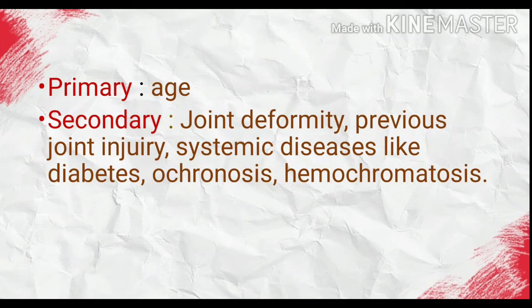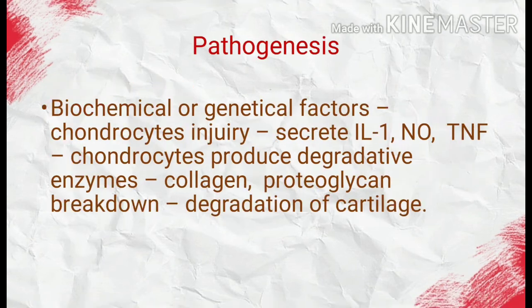There are two types of osteoarthritis, primary and secondary. Primary osteoarthritis is the most common and it is related to the aging phenomenon. Whereas secondary osteoarthritis occurs in young individuals with some predisposing conditions like joint deformity, previous joint injury and systemic diseases like diabetes, hemochromatosis and so on. It occurs in only 5% of the cases, whereas primary osteoarthritis is the most common one.